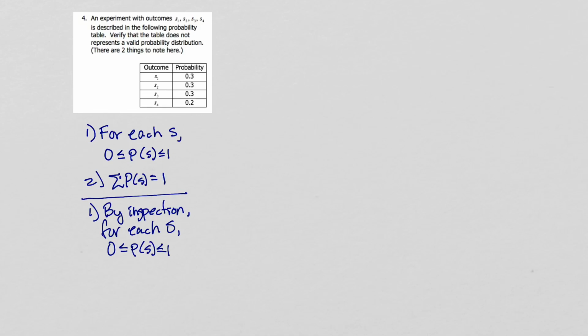Now the second thing that has to happen is that for number 2 to be true, what do we get when we add up these P of S's? Well, let's look at this. We're going to add these up. So we're going to get 0.3 plus 0.3 plus 0.3 plus 0.2. Well, there's 0.9 right there plus 0.2. We're getting 1.1, which is not equal to 1. So we're saying condition 2 fails.